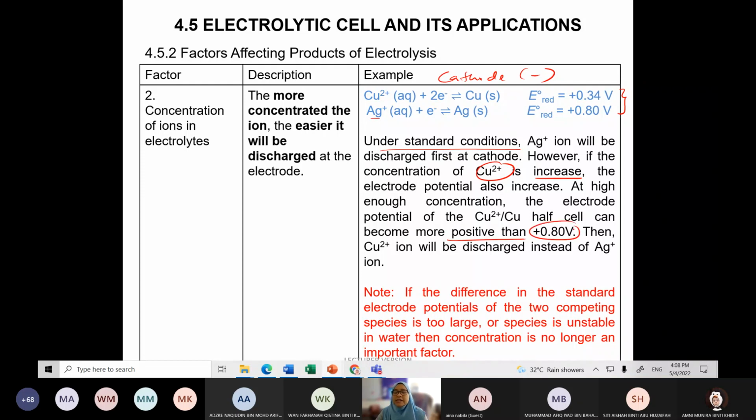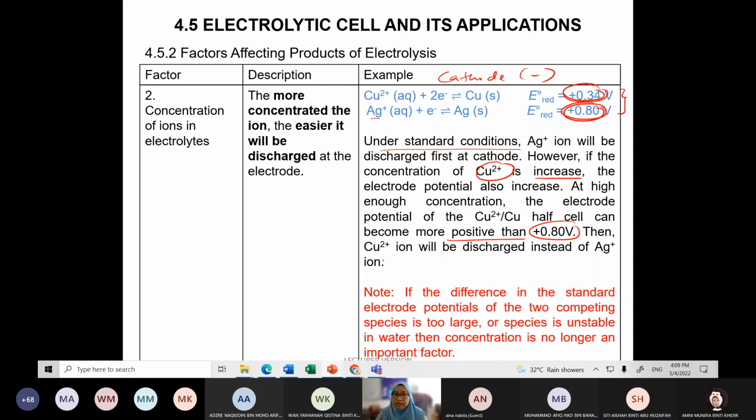than 0.80 volt. So initially, under normal condition, it is less than Ag plus. Tapi kalau the copper 2 plus punya concentration is higher ataupun larger than Ag plus, it can be more than 0.80. Okay, dia boleh lebih tinggi daripada 0.34 and it can be more than 0.80. Then copper 2 plus ion will be discharged instead of Ag plus ion.